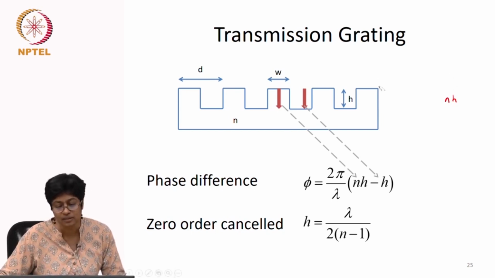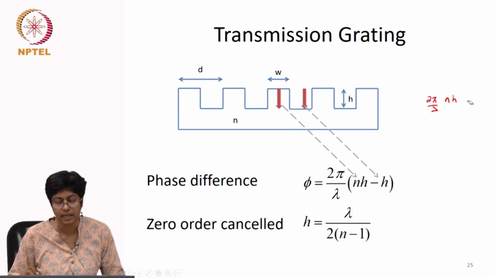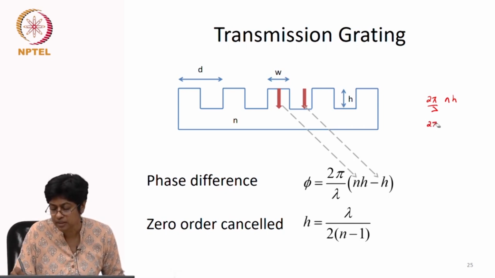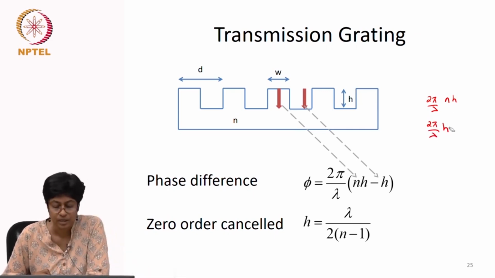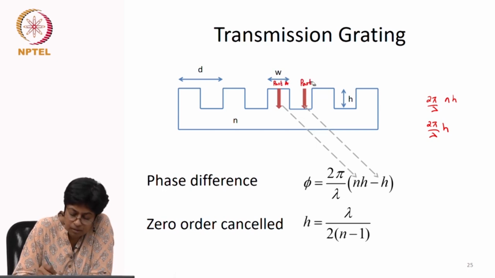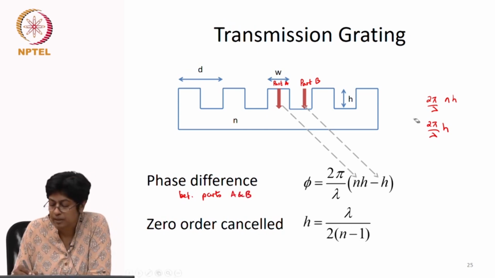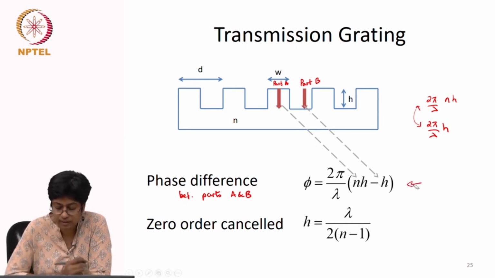So the phase seen by this part of the beam is 2 pi by lambda into nh. The other part of the beam, that is this part, it also would see a phase 2 pi by lambda, but there's no n here because it traveled through air. So the phase difference then between, let's say this is part A of the beam and this is part B of the beam. So the phase difference between parts A and B is going to be the difference between these two. And that's what's given over here.